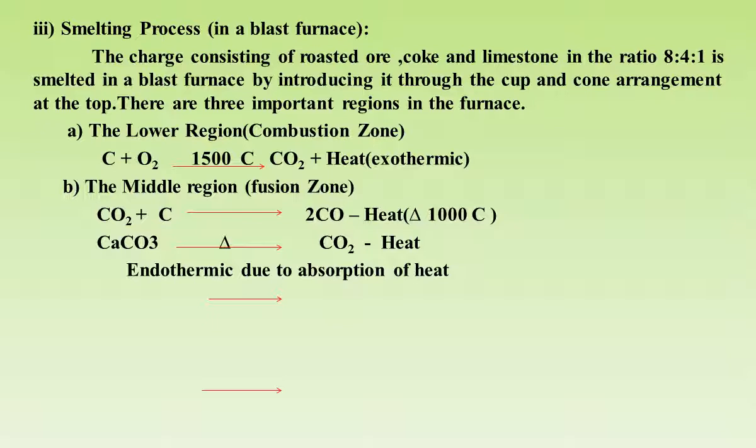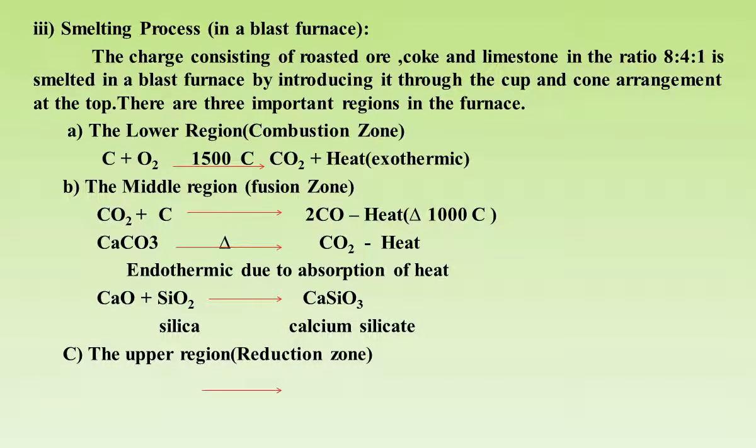So in the middle zone the heat is absorbed, and we remove the impurities by using silica combined with calcium oxide. We get calcium silicate. In the upper region, the reduction zone, ferric oxide, that means hematite, combines with carbon monoxide at 400 degrees Celsius, and we finally get iron plus carbon dioxide.